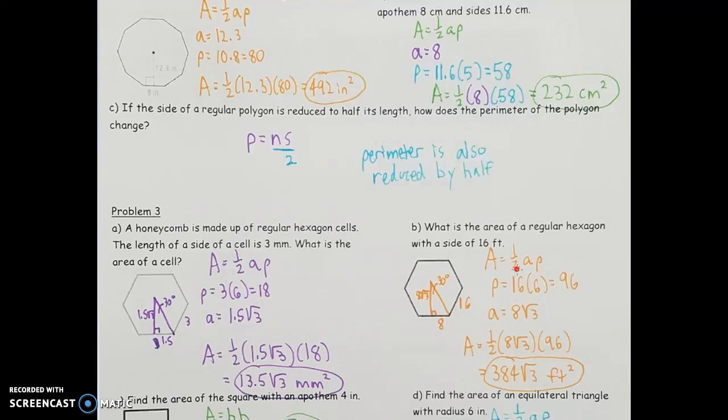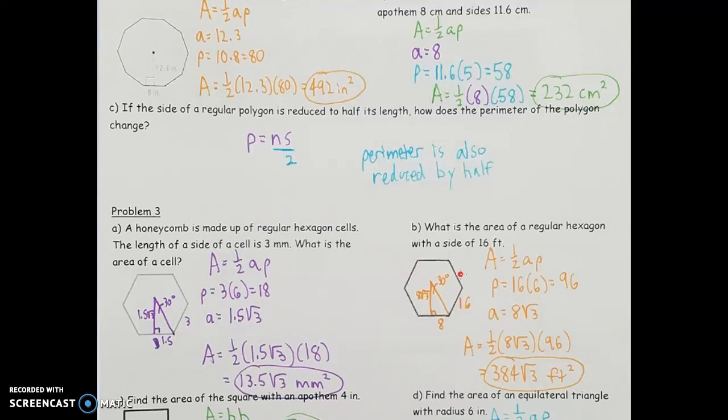Again, it's still 1/2 apothem times perimeter, and just like with that last one, perimeter is easier to find first. If we know the side length is 16 and we know there are 6 sides, 16 times 6 would give us 96 for a perimeter. And we're going to walk through the same steps since we're still doing a hexagon. Should be pretty similar to find that apothem.